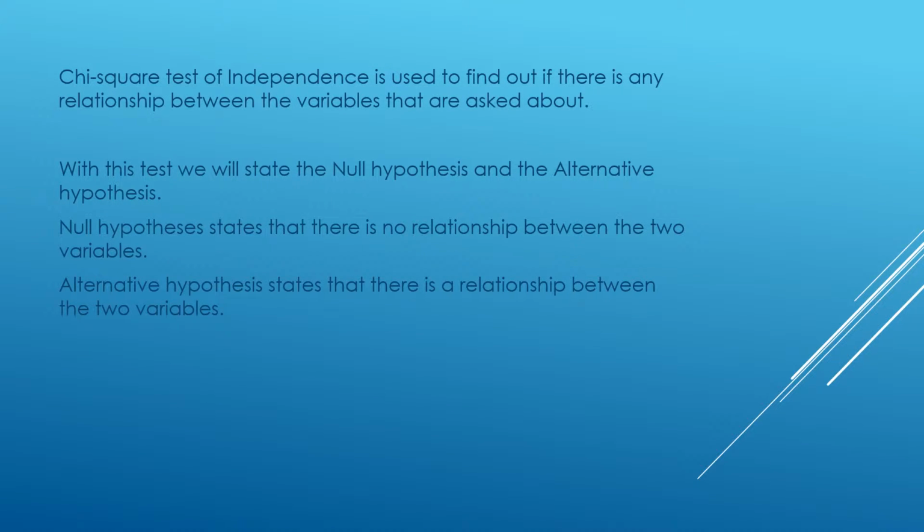So here we'll take a look at the chi-squared test of independence and give a little definition. It is used to find out if there is any relationship between the variables that are asked about. With this test, we'll state the null hypothesis and the alternative hypothesis. The null hypothesis of the chi-squared test of independence states that there is no relationship between the two variables. And the alternative hypothesis states that there is a relationship between the two variables.